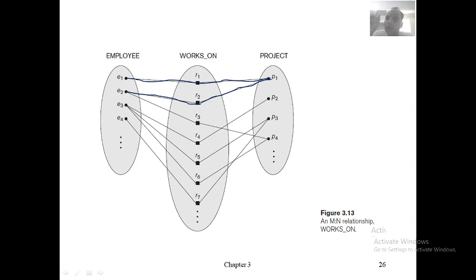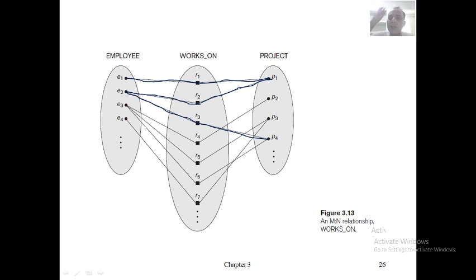So for a particular project there may be more than one employee who can work on it. More than one employee can work on a particular project. Got it? Similarly, see here now, employee 2 works on project 4. Means employee 2 is working on project 1 also.